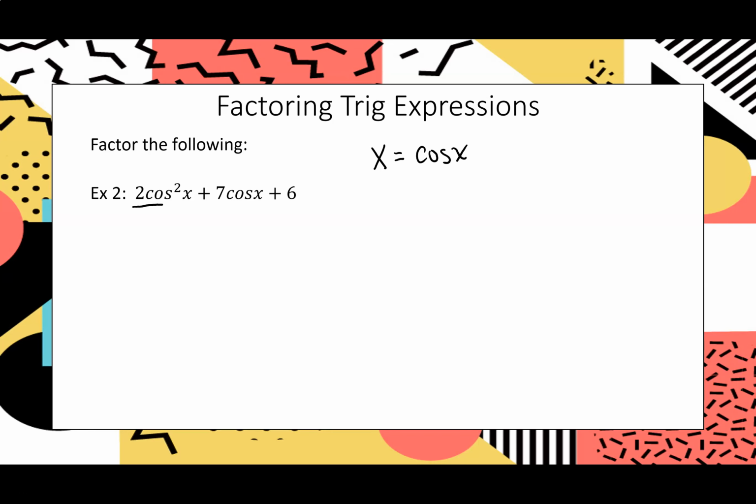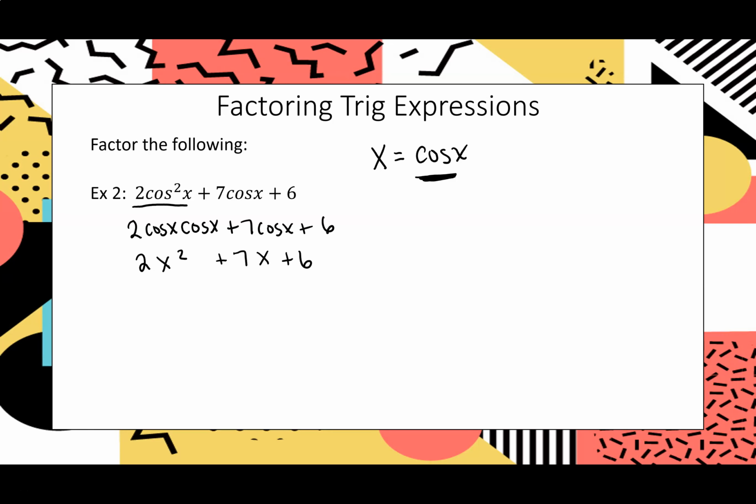Well, I can rewrite 2 cosine squared x as 2 cosine x times cosine x. And I can just rewrite the rest of this as well. So now, if x is equal to cosine x, I can write this as 2 times x plus 7 times x plus 6. Or x times x is obviously 2x squared.